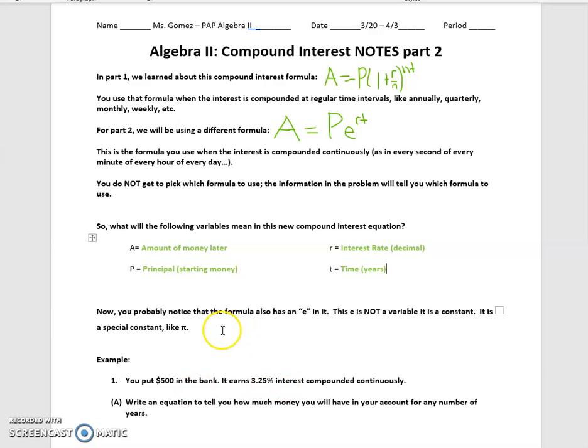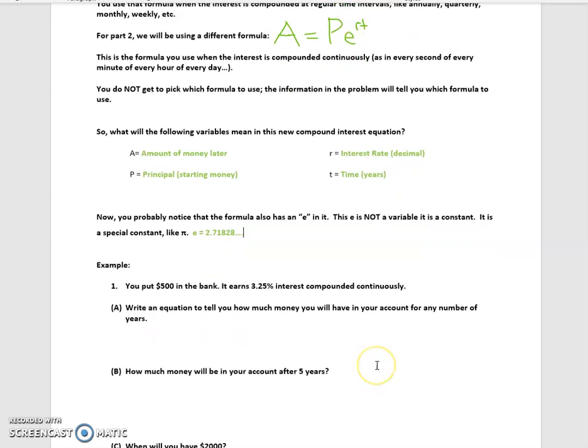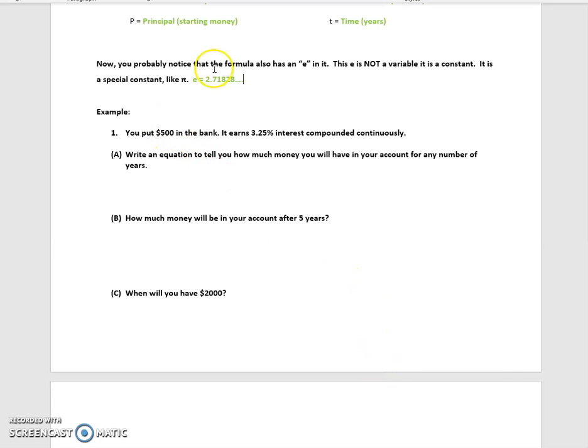Okay. So now you probably noticed that the formula has an e in it. This e is not a variable, it is a constant. It is a special constant like pi. Remember from the last assignment, e equals, oops, I want lowercase e, capital E is different. e is roughly 2.71828. Okay, and it goes on and on and on forever and ever. But these are the starting values, okay? So it's a number.